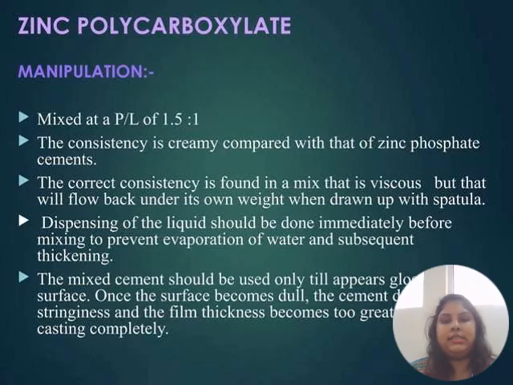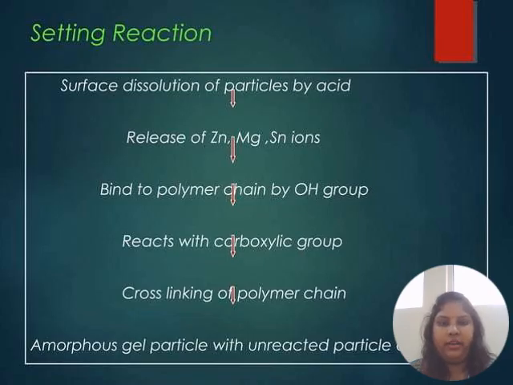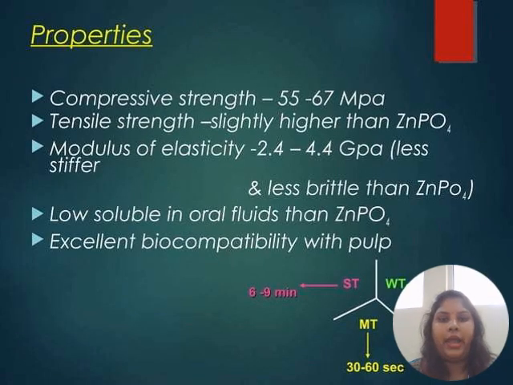The consistency is creamy when compared with that of the zinc phosphate cement. Here, a non-absorptive surface such as a glass slab or treated paper will keep all the liquid available for the reaction and facilitate spatulation. The strength of the mixed cement is not compromised. So we have the setting reaction, and again the properties, which comprise compressive strength, tensile strength, modulus of elasticity, etc.